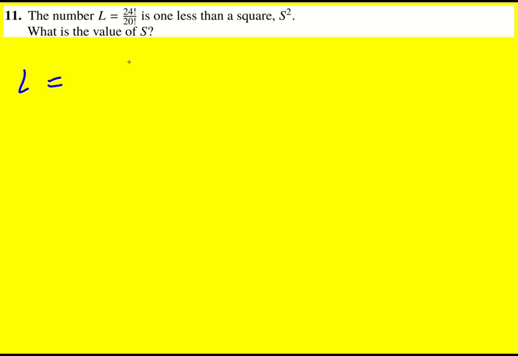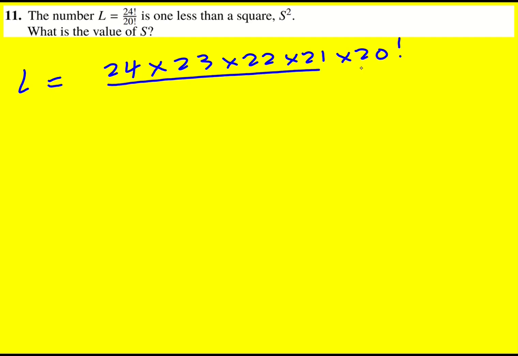L is given by 24 factorial over 20 factorial. So I can write it as 24 times 23 times 22 times 21 times 20 factorial over 20 factorial, because then these two just cancel. That's my value of L. And this is one less than a square.